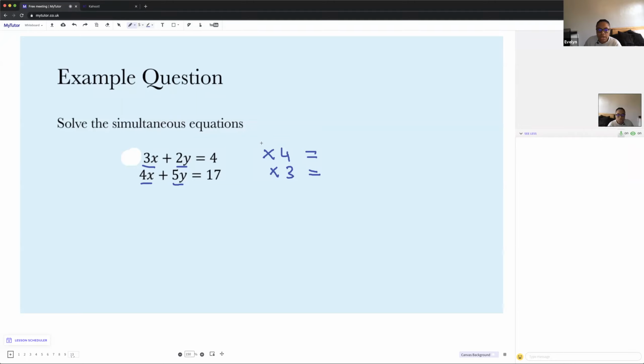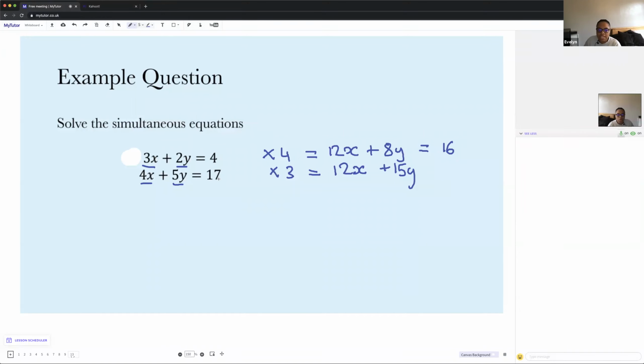So 3x times 4 is 12x. Then we've got 2y times 4, which is 8y. And then we've got 4 times 4, which is 16. Now the bottom one, we're going to multiply everything by 3. So 4x times 3 is 12x. Then we've got 5y times 3, which is 15y.